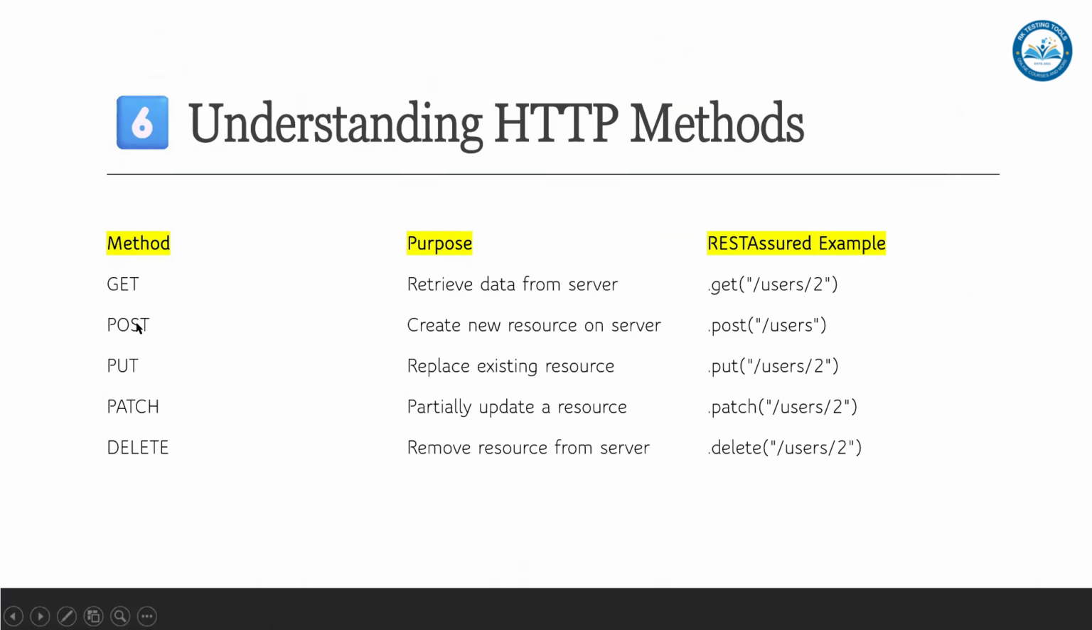And POST is nothing but creating a new resource or data on the server. For that we use the post method, post of /users, and we are going to use the body also. And PUT is nothing but replacing the existing resource, dot put method with /users/2. And PATCH partially updates the resource, dot patch with users/2. DELETE removes the resource from the server. It completely deletes the data from the server, dot delete users/2. Whatever data is there, it is going to be deleted, and it is going to send the response status code as 204.